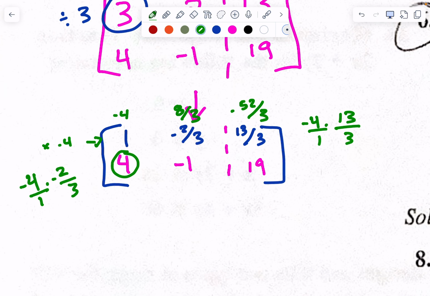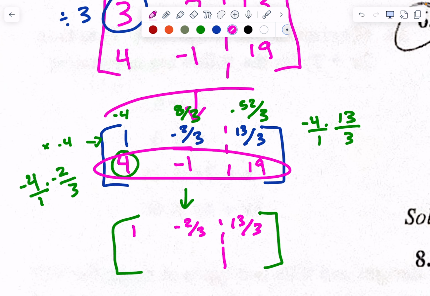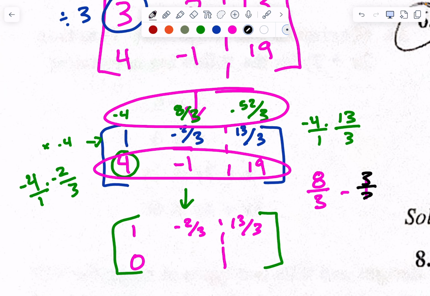So the top row stays 1, -2/3, 13/3. Now I add this row and this row together, so that will make it 0. Great. 8/3 minus 1 would be like 8/3 minus 3/3.